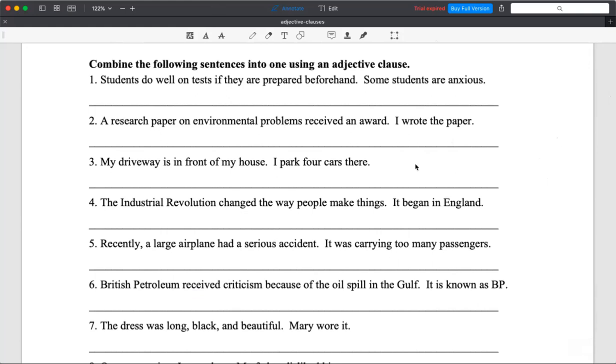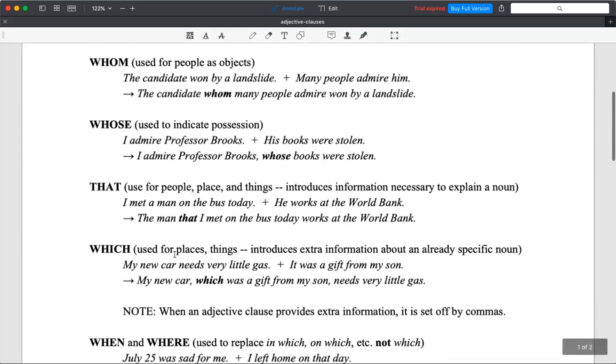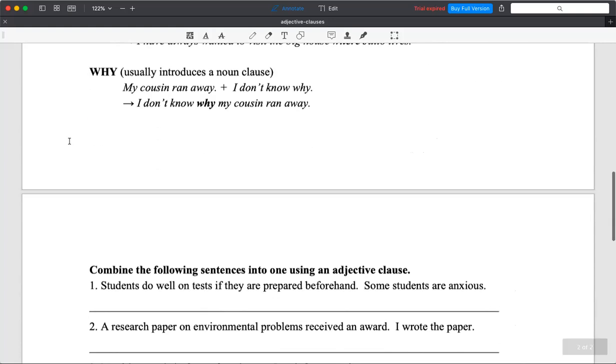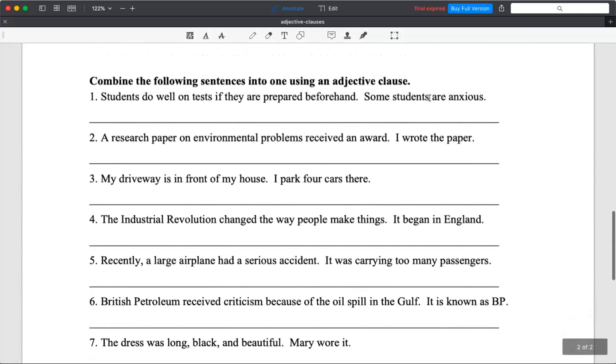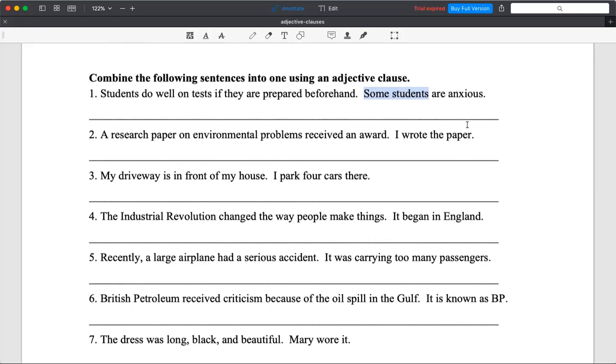Alex, you can say "students do well on tests if they prepare beforehand." My short sentence, and the second one, "some students are anxious." So I would say "students who are anxious"; instead of "some students," you replace it with "who." So the second sentence's subject can be replaced by these pronouns. That's why we call them pronouns. "Who" will replace the subject of the second sentence in order to put it right after the noun that you're defining, to avoid repetition and redundancy. So you say, "Students who are anxious do well on tests if they prepare beforehand." So you were absolutely correct. You can just simply eliminate "some."